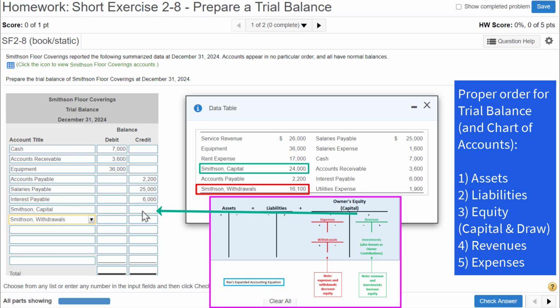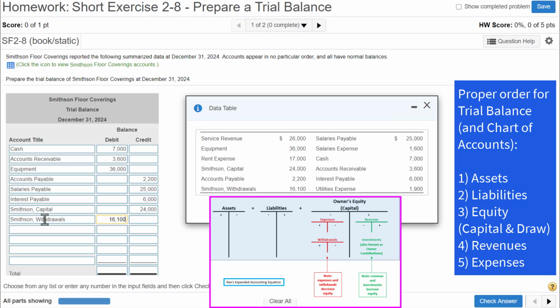So let's talk about capital. Which side is the plus side for capital? It is the credit side. And which side is the plus side for withdrawals? It's the debit side. All right, we got assets, liabilities, the 2 equity accounts. Technically, capital is the equity account, but withdrawals is always listed next because it also affects equity. And then what else affects equity? We got revenues and then expenses.